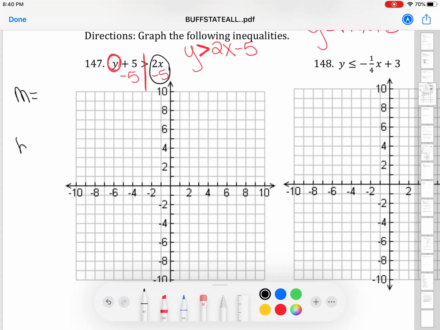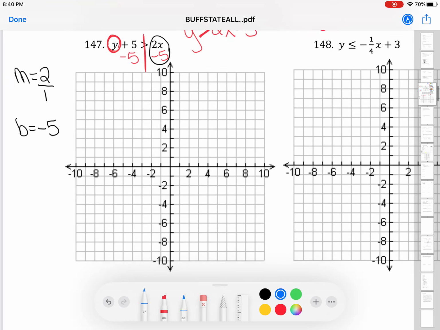Okay, I'm going to use the M and B method. M, for this one, remember M is in front of x, so M is 2. But I want it to be a fraction, so I'm just going to put it over a 1. And B is the number by itself, which in this case is a negative 5.